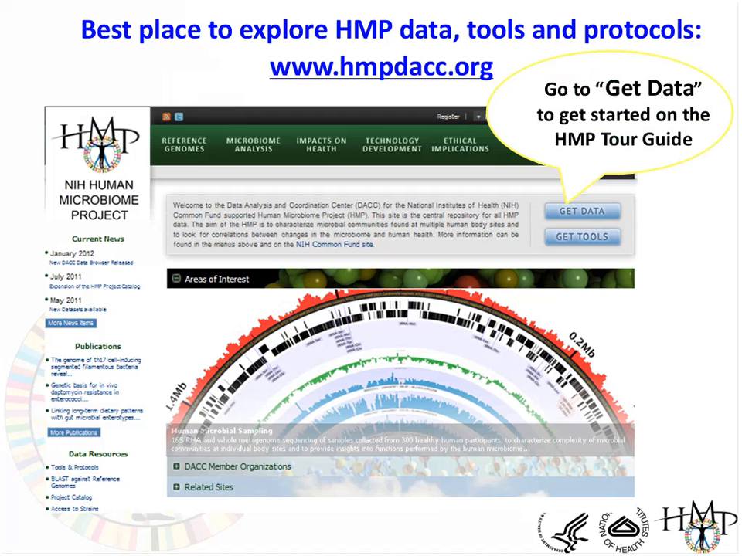So to wrap up, the best place to explore the HMP Phase 1 data, tools and protocols will be to go to our Data Analysis and Coordination Center, the DAC, the HMP DAC, and the link is listed above. And they've done quite a lovely job having people look at the tools that were developed for the analysis of the metagenomic and taxonomic data for the HMP, as well as the various pipelines and the various derived data sets that came out of the HMP study.